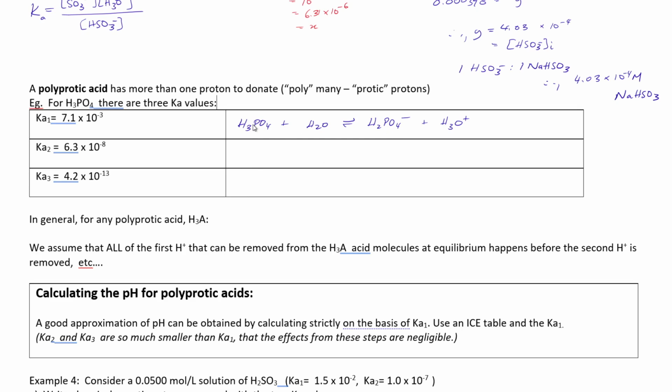Now, once it's donated one proton, it will continue to donate other protons, right? So it still has 2 protons left to give. So let's write that equilibrium.